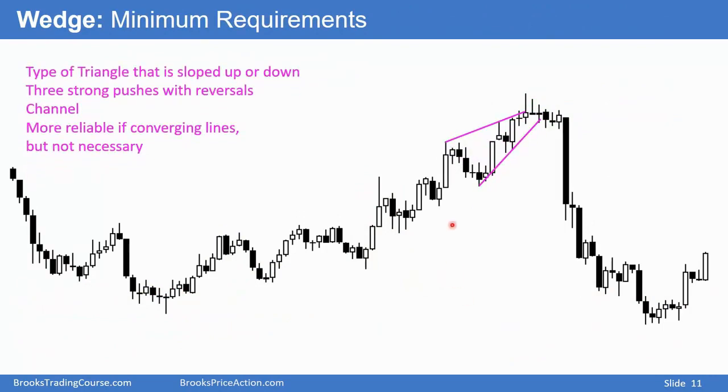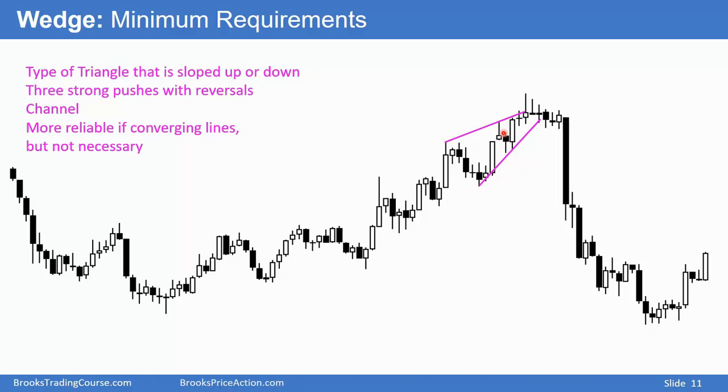Remember, a wedge is simply a triangle that is sloped up or down. And a triangle has 3 pushes up or down. As soon as I see 3 pushes, here up, 1, pullback, 2, pullback, 3, I think this might be a wedge top. And there's a higher probability of a reversal if the lines are converging, as they are here.